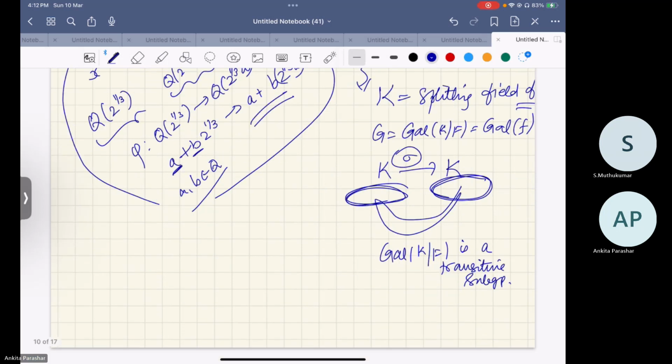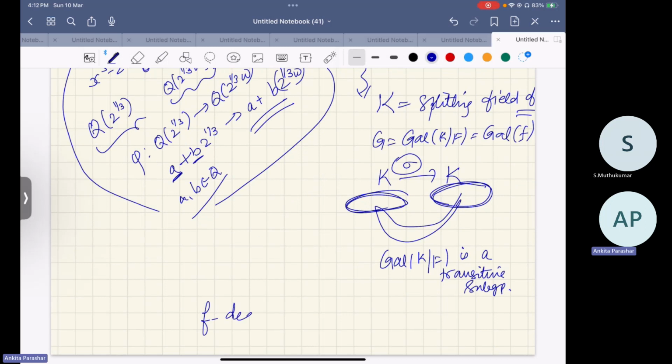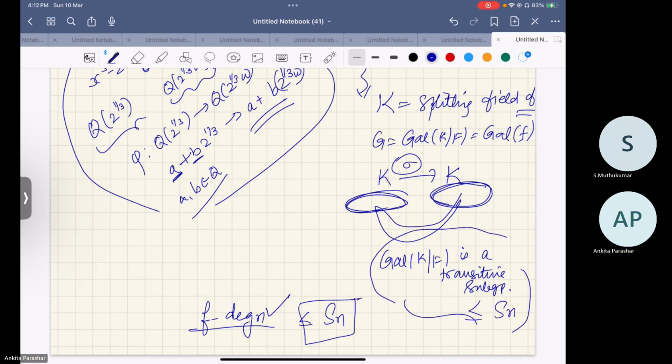But of which group? Since we know if F has degree n, then the splitting field has degree at most n factorial. So your Galois group will always be a subgroup of Sn. Once you have degree n, it is a subgroup of Sn, a transitive subgroup of Sn. This is okay, right? What is the definition? Galois K over F is a transitive subgroup.